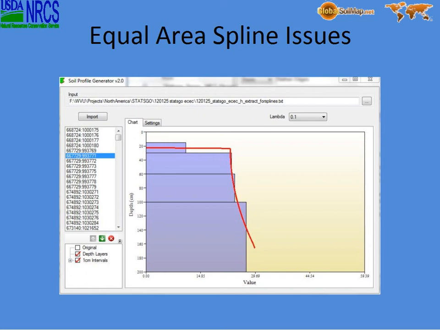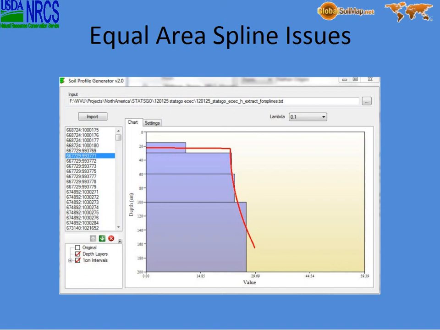As I said, it has some issues too. Finally, it does a good job for filling values for missing layers or horizons sandwiched between horizons with data, but it does a poor job with missing horizons at the depth of the bottom of profiles. And you will see that in the next slide.